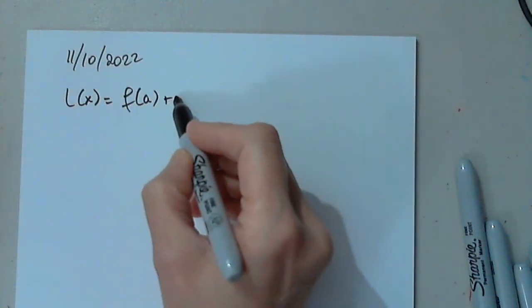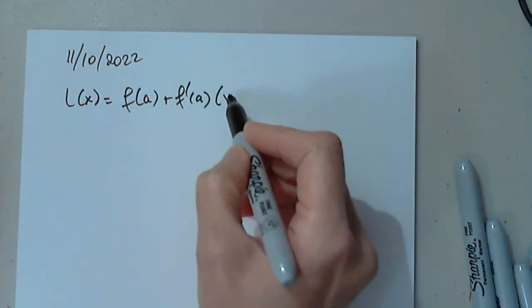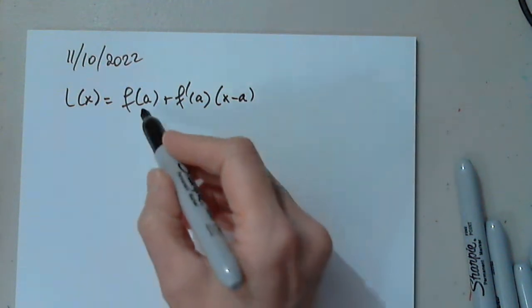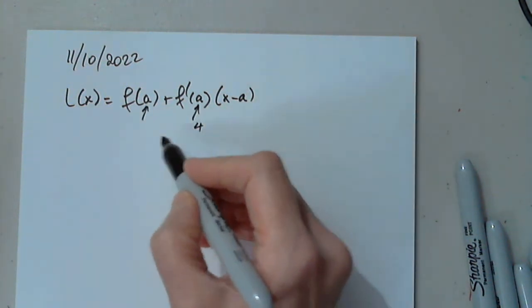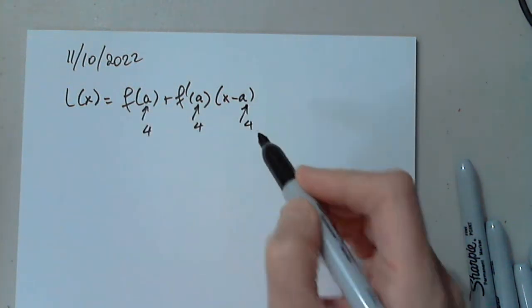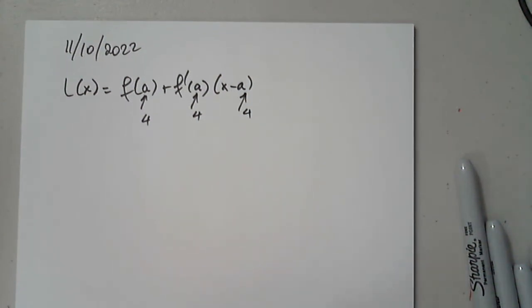f of a plus f prime of a times x minus a. And we were given 4. So that was our 4. And the function, let me see, what was the function? Where is my function?